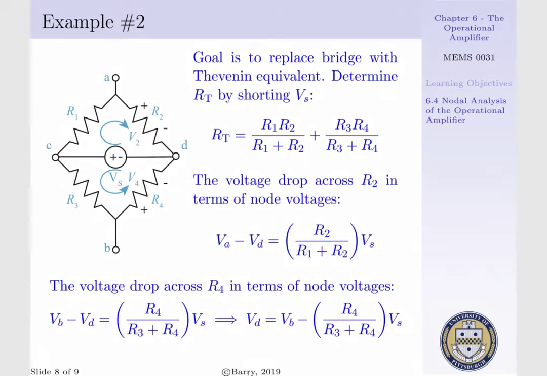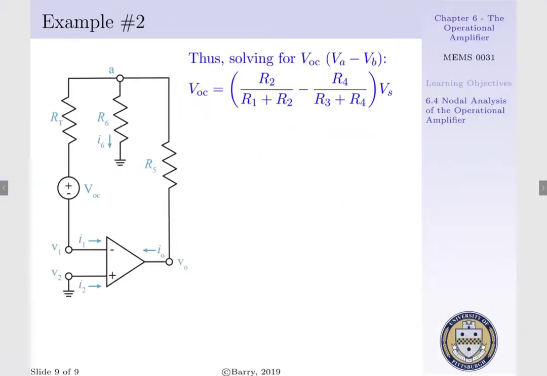Therefore, we can insert VD from our second series voltage division into our first expression for series voltage division. Thus, we would have our voltage drop in terms of VA and VB. Making that substitution, we'd see our open circuit voltage would be the quantity. Now we can insert this Thevenin equivalent back into our amplifier such that we'd have VOC and R Thevenin.